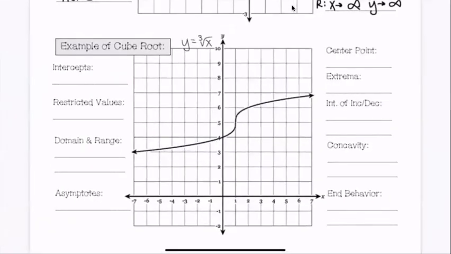Perfect. Let's go back and look at our other one. Same process here. We're going to go through all these words here, and then we'll try that practice one.